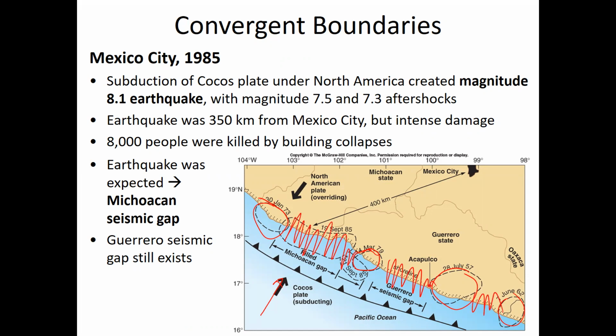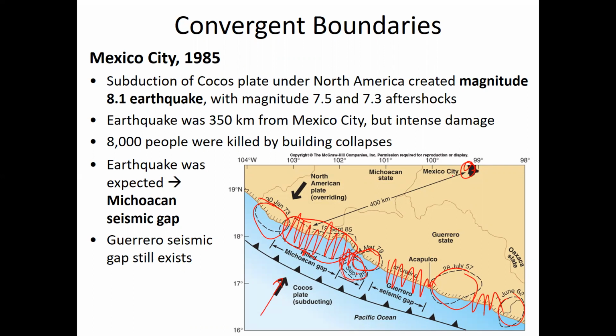In 1985, this gap, known as the Michoacan gap, ruptured. And it resulted in a large segment of the fault rupturing, an 8.1 magnitude earthquake with 7.5 and 7.3 aftershocks. You can see here this 21st of September 1985 came 2 days later. That was an aftershock. The earthquake was 350 kilometers away from Mexico City over here, but there was intense damage. At least 8,000 people were killed by building collapses.